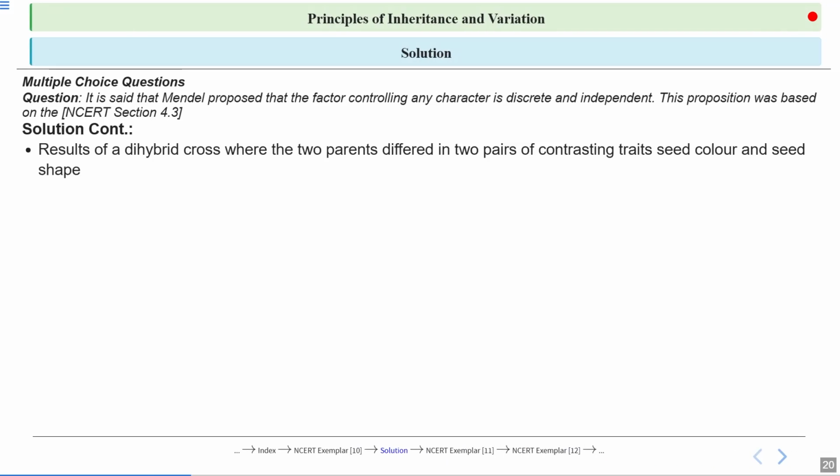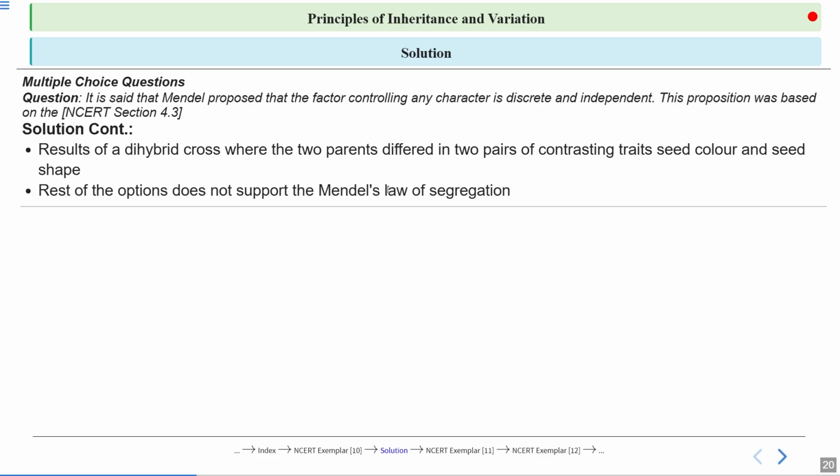So you can see the results of a dihybrid cross where 2 parents differed in 2 pairs of contrasting traits, seed color and seed shape. After the dihybrid cross, you get the parental combinations and you get the recombinants as well. Clear? The rest of the options are false.